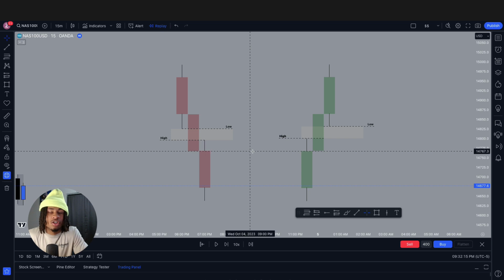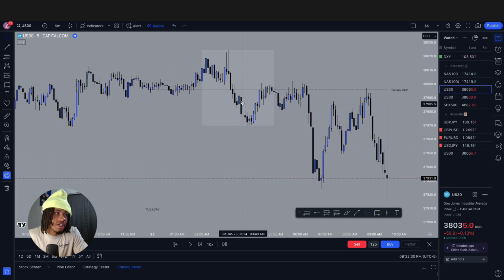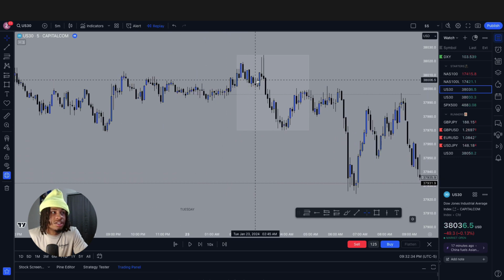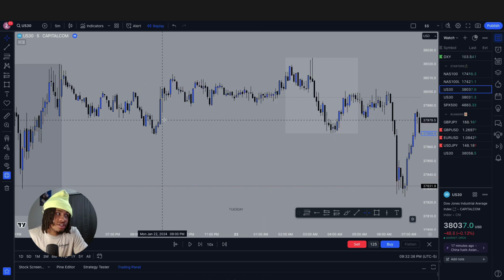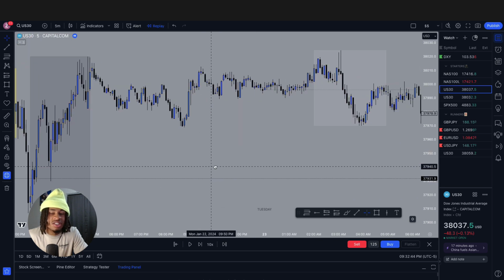So the normal fair value gap is pretty self-explanatory. Anybody can look at a chart and point out a fair value gap, but I'm just going to do it anyways. We have a fair value gap here, we have another one here, here, and here. You're going to see fair value gaps all over your chart, everywhere. Price is constantly being delivered efficiently, then inefficiently. Here's an inefficiency as well. We have a fair value gap here, here, and here. Constantly, you're going to see them all over the place.